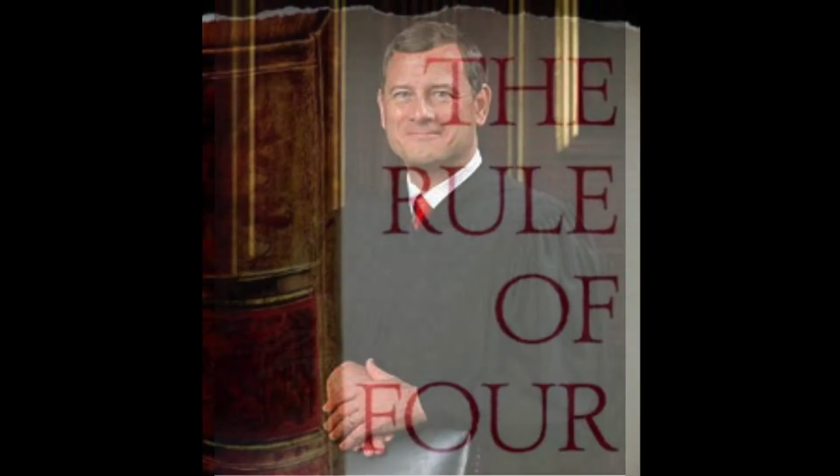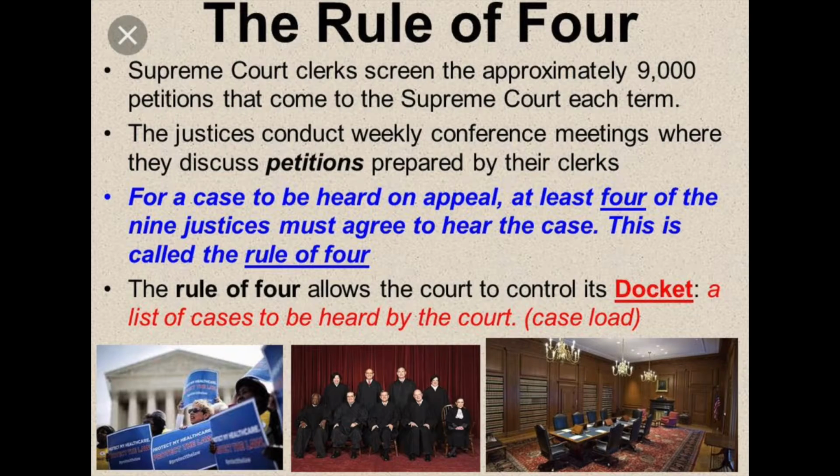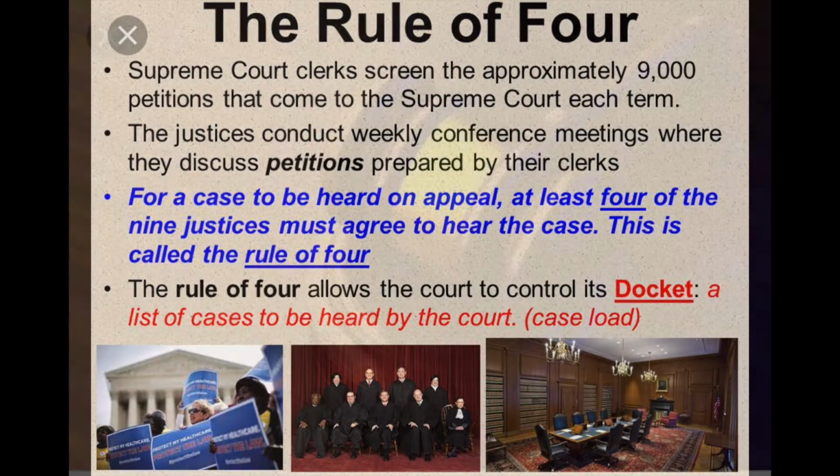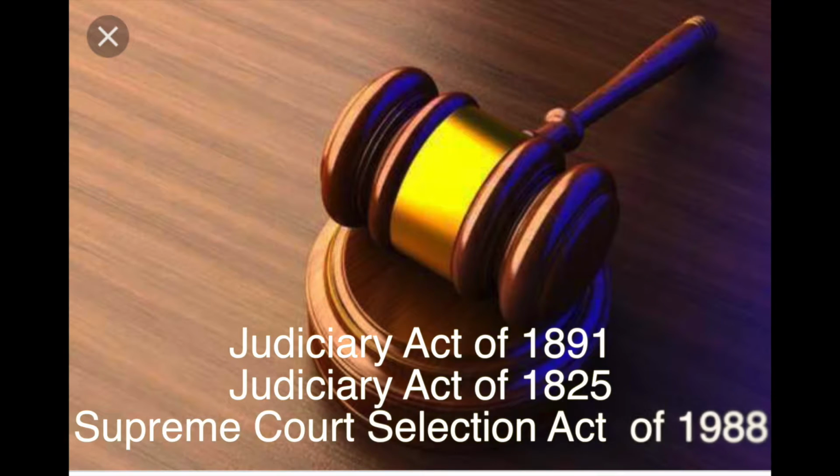They decide what cases get on the docket, which is when the Rule of 4 comes into play. The Rule of 4 is a practice by the Supreme Court that allows any justice to try to get a case that they feel is important on the court's docket. The Rule of 4 is not required by the Constitution, any law, or even the Supreme Court's own published rules. Rather, it was a custom that has been observed since the Supreme Court was given the discretion to hear its appeals by the Judiciary Act of 1891, the Judiciary Act of 1925, and the Supreme Court Case Selections Act of 1988.